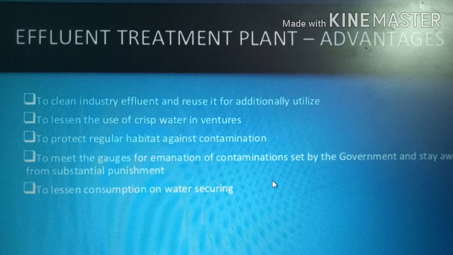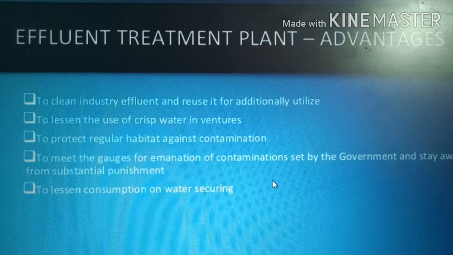And the advantages of effluent treatment plants: the main advantage is to clean industry effluent and reuse it for further use, to reduce the use of fresh water in industries, to protect the natural environment against pollution, to meet the standards for discharge of pollution set by the government and avoid heavy penalties, and to reduce water consumption.